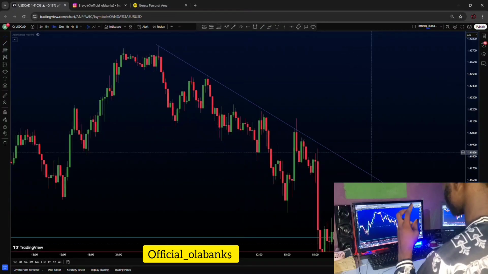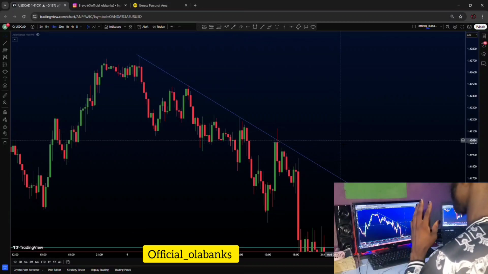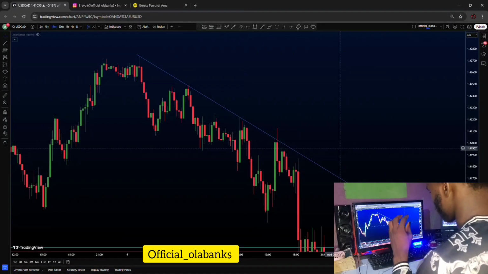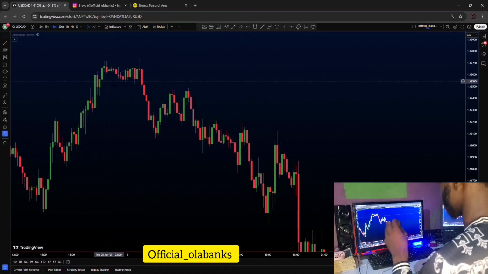Okay, I told you it must have at least two touches for it to be valid, and whenever price comes to the body of the trend line, that's only when you want to react here. So now this is the first touch. You could see this is a very valid trend line.